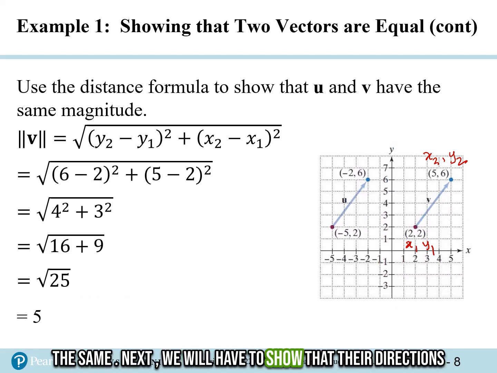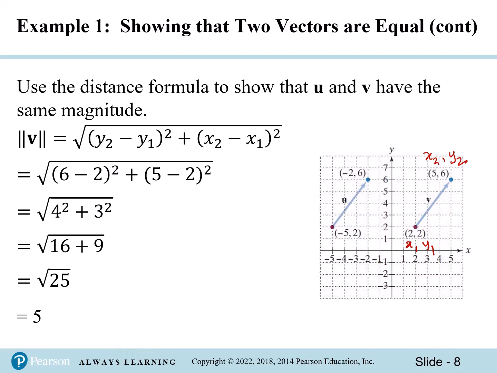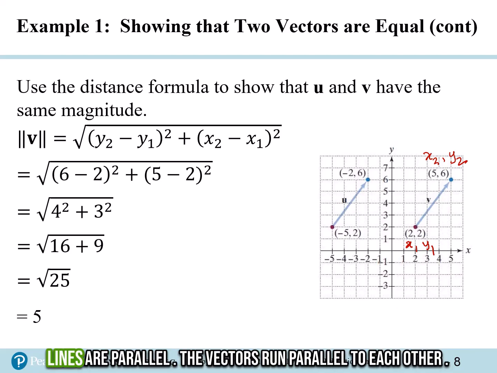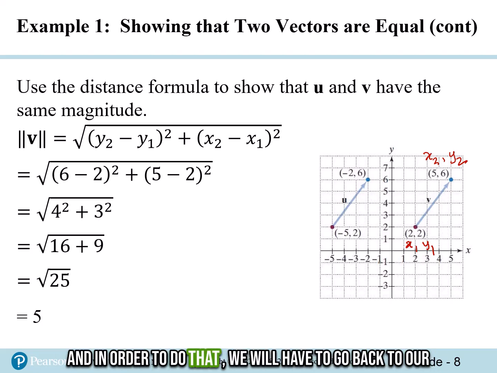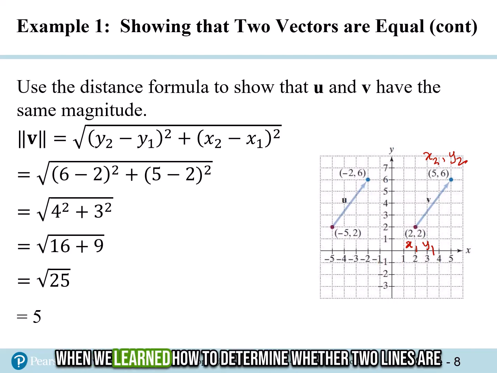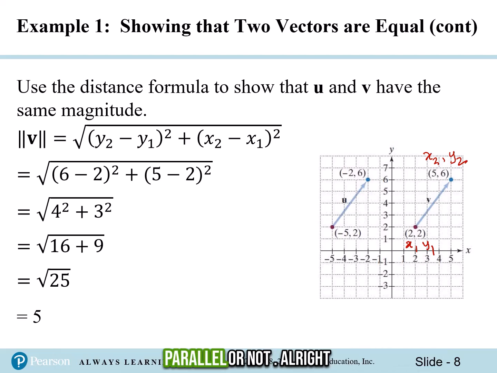Next, we will have to show that their directions are the same too. In other words, we have to prove that the lines are parallel. The vectors run parallel to each other. And in order to do that, we will have to go back to our knowledge from basic algebra when we learned how to determine whether two lines are parallel or not.